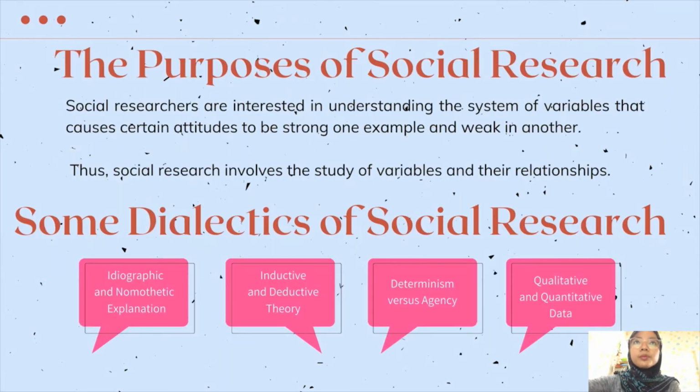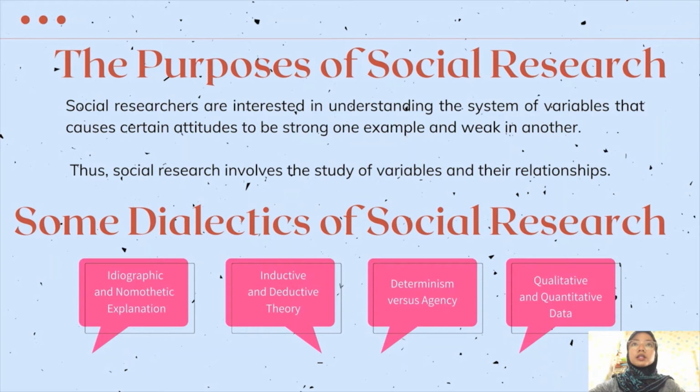The purpose of social research. Social researchers are interested in understanding the system of variables that causes certain attitudes to be strong in one example and weak in another. This social research involves the study of variables and their relationships.